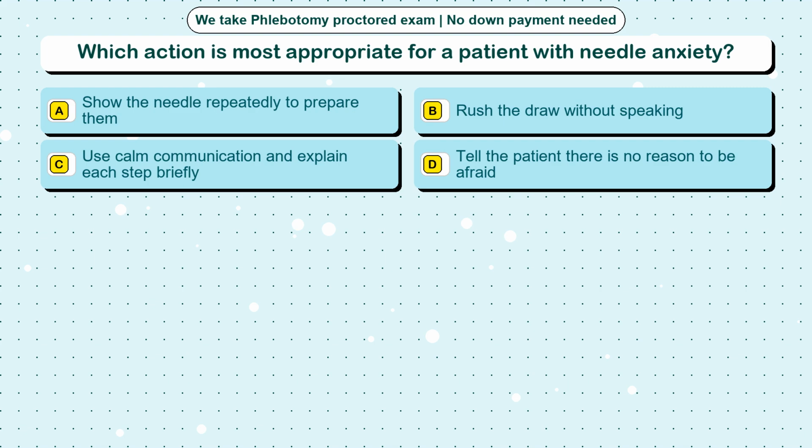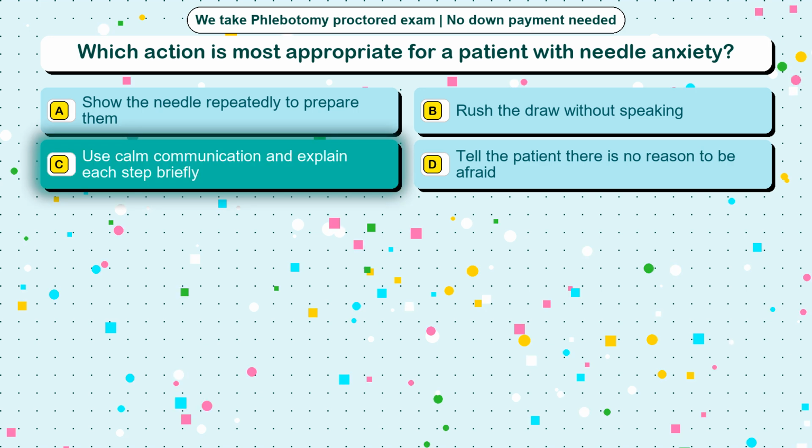Option A, show the needle repeatedly to prepare them. Option B, rush the draw without speaking. Option C, use calm communication and explain each step briefly. Option D, tell the patient there is no reason to be afraid. The correct answer is option C, use calm communication and explain each step briefly.